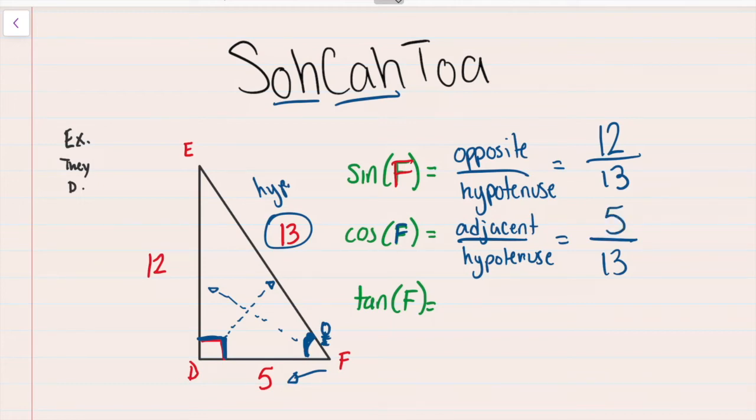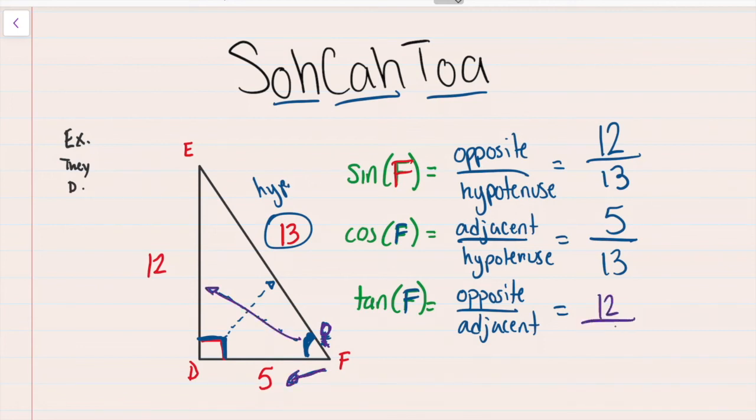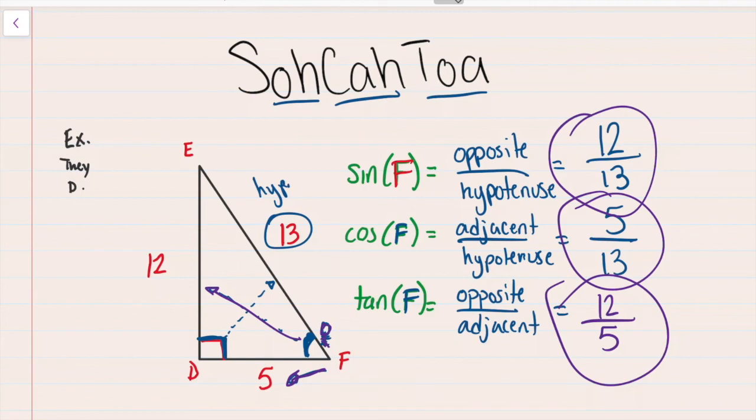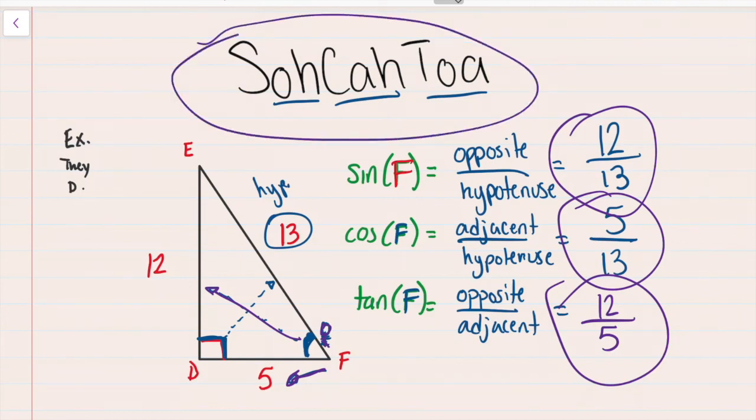And finally, the tangent of F, which is the TOA, would be opposite over adjacent. So tangent doesn't use a hypotenuse, but if we're still looking at F, we're looking at the opposite, which will be 12, over the adjacent, which will be 5. And that's basically how each one can be solved. Sine, cosine, and tangent. Don't forget Sohcahtoa, and life will be a lot simpler.